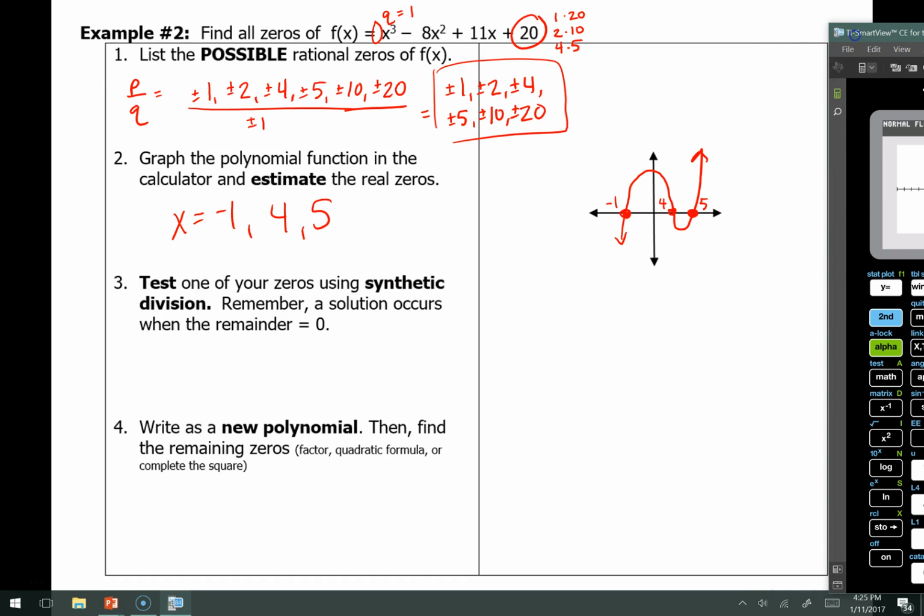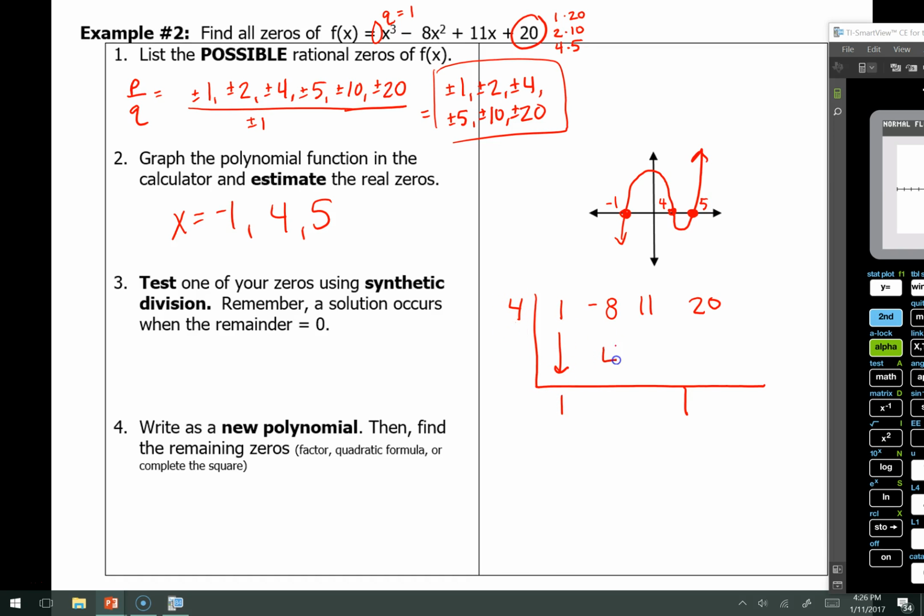synthetic division. I think this time, just to show you that they all work, it doesn't matter which one you pick, I'm going to pick 4 this time, the one that's in the middle. So I'm going to divide out the factor of x minus 4, so I'm using that x is equal to 4 solution as the divisor here, and I am going to put my coefficients 1, -8, 11, and 20 inside of my synthetic division.